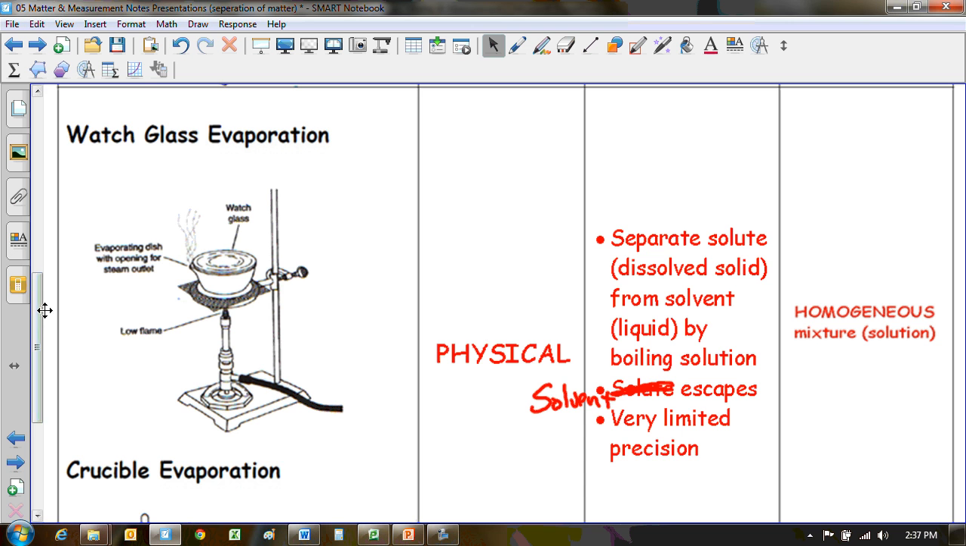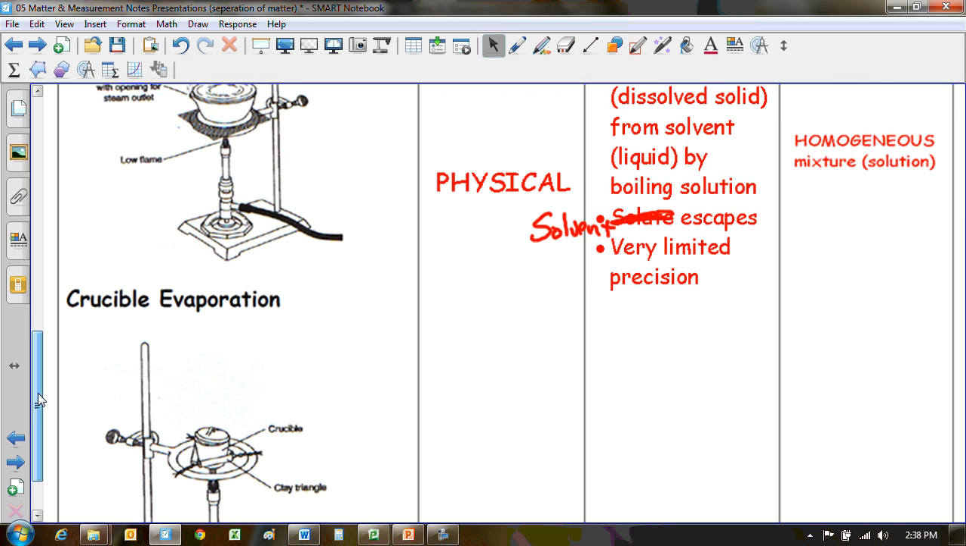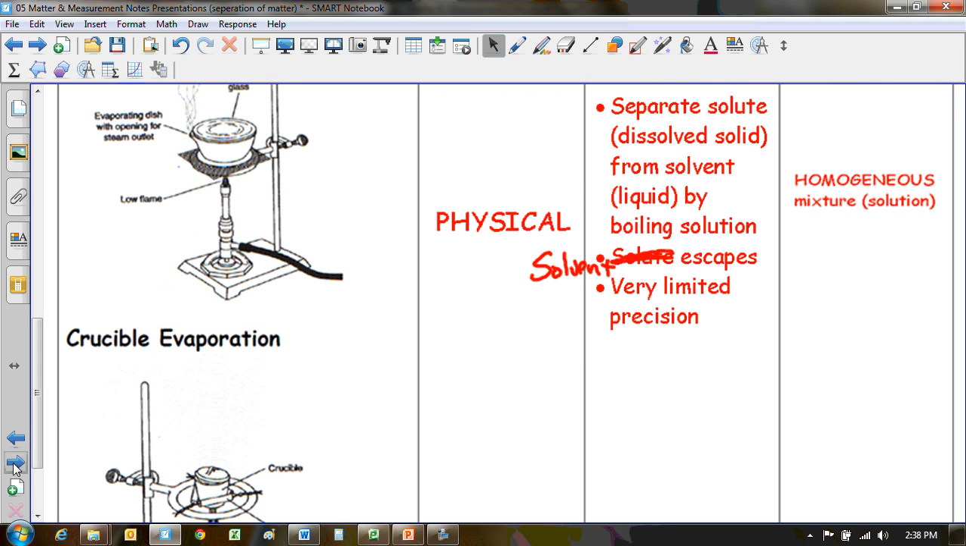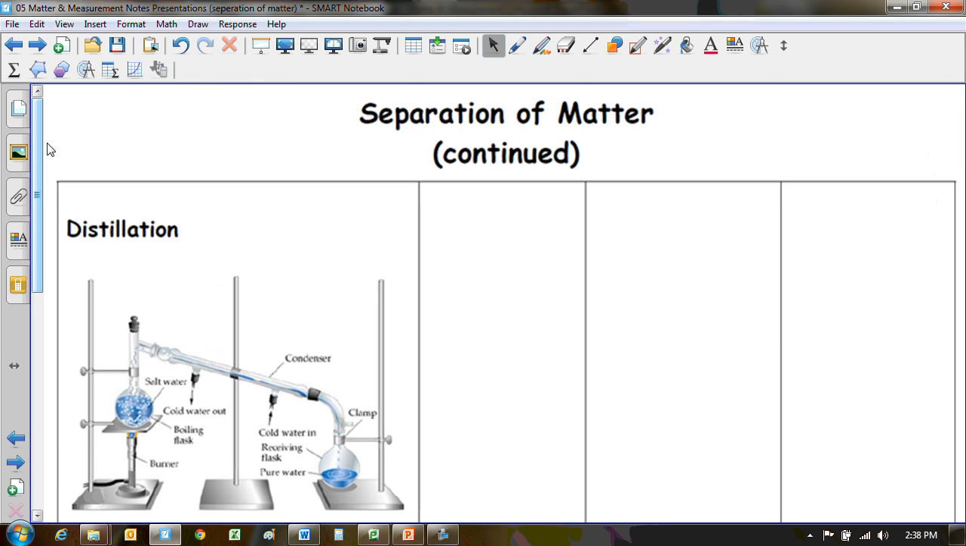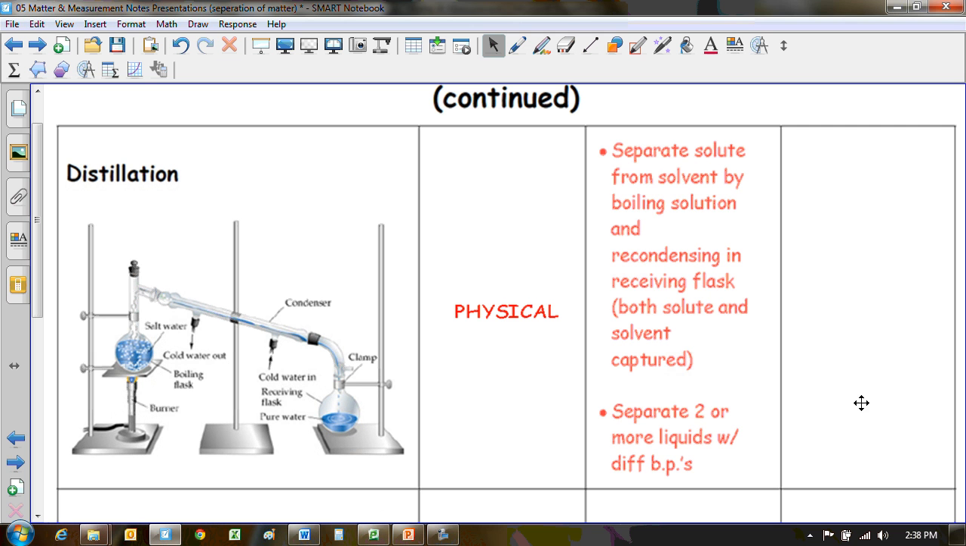Okay? A crucible evaporation is the same exact technique, just a slightly different apparatus. Okay? If you ever have to do one of these, you'll be given specific instructions in the laboratory setting on how to do that. Okay, going to the next page, a distillation is kind of an important type of process. Again, it is a physical separation. Okay? It separates the solutes from the solvents by boiling and recondensing in another receiving flask.